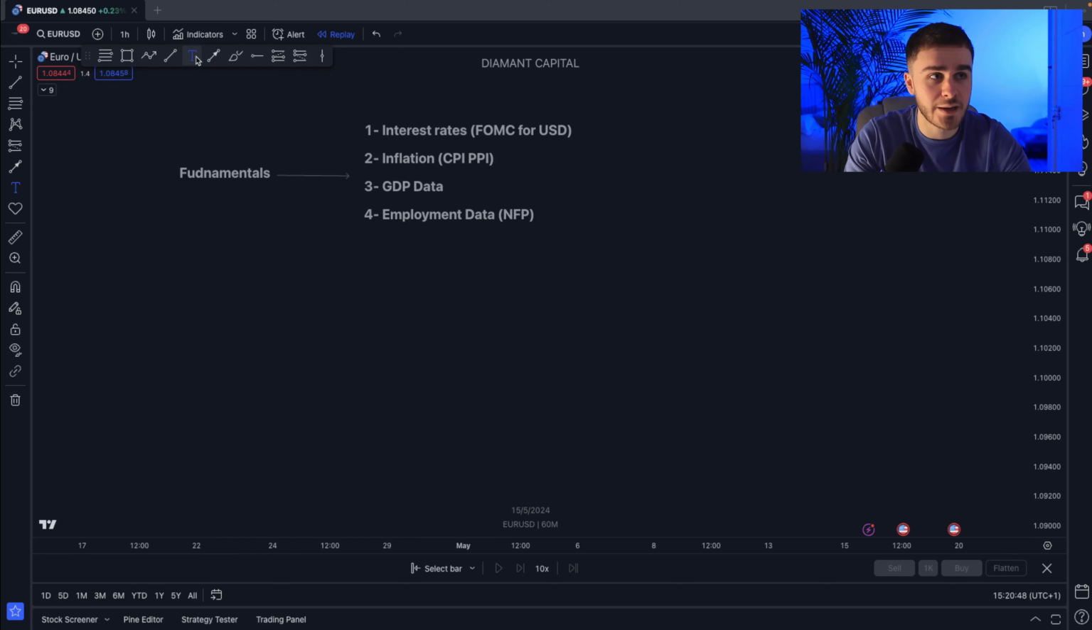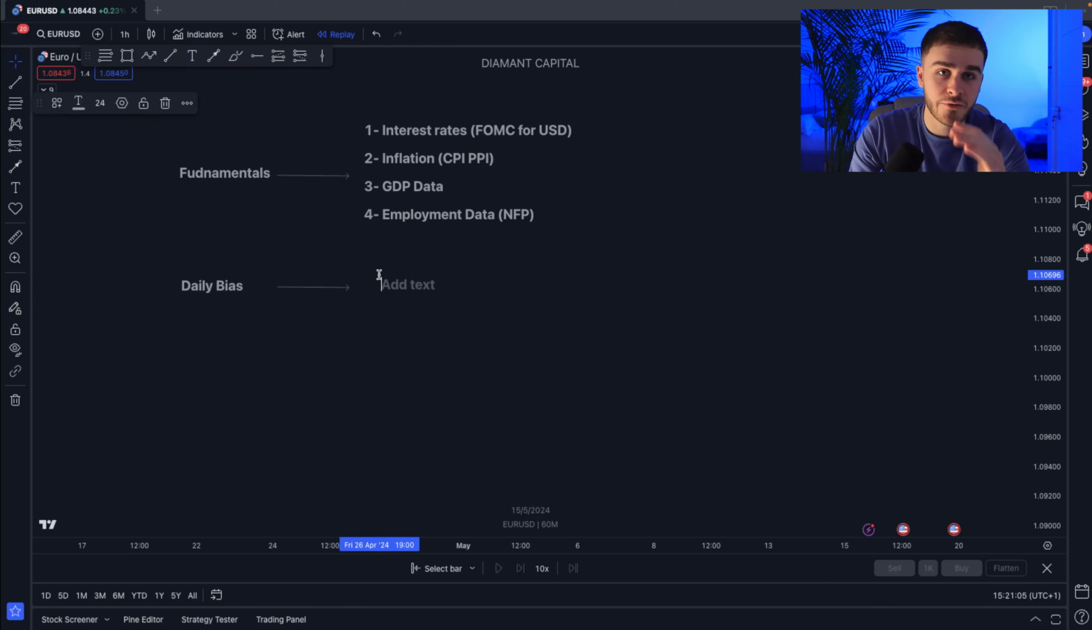Now, when it comes to the daily bias, this is what I would comprise it as. So let's get the same type of thing again. When it comes to the daily bias, this is usually what I tend to look at. So in the beginning of the week, before I even start the week, I look at the weekly candles. Weekly candles. So what do I mean by this?